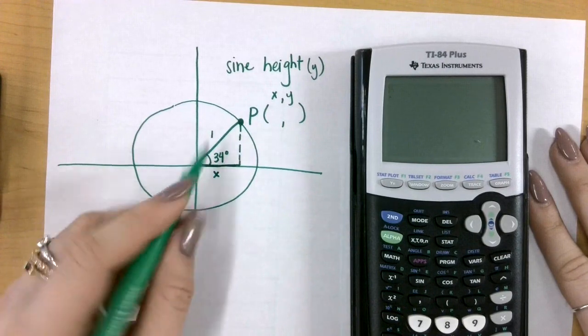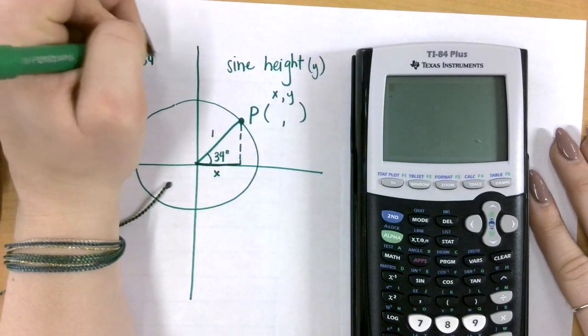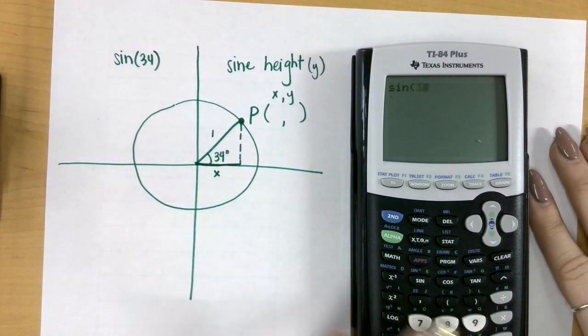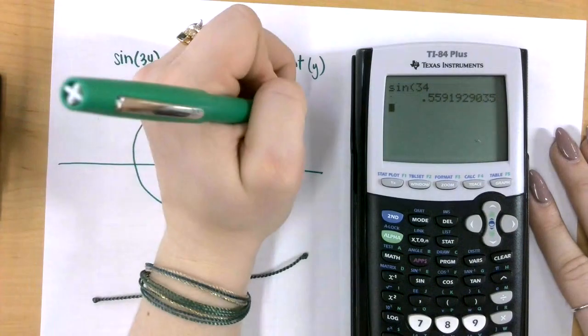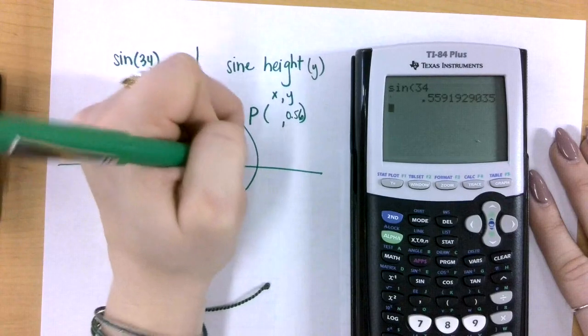So the first thing we know is that we can, again, use sine. So I can put in my calculator sine of 34 to figure out what the height of this triangle is. So I do sine of 34. I get 0.56. So I know that that's the height here.